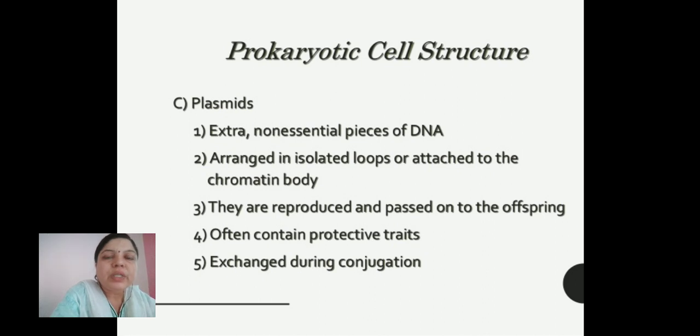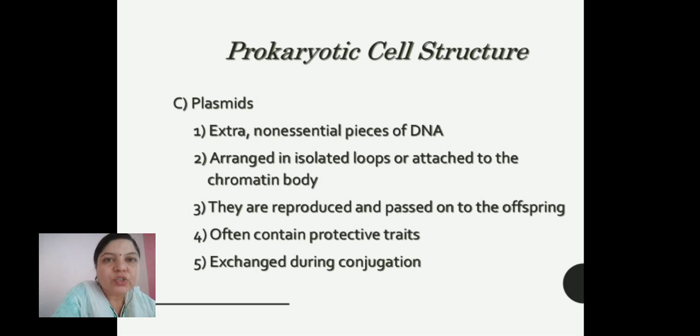Then along with this double stranded circular coiled DNA, there is one more extra copy of DNA, which is smaller as compared to the main genetic material present in the prokaryotic cell, known as a plasmid. So how can we explain plasmid? The definition of plasmid is that it is extra chromosomal genetic material. It is arranged in isolated loops or sometimes attached to the chromatin body. They are reproduced and passed on to the offspring.